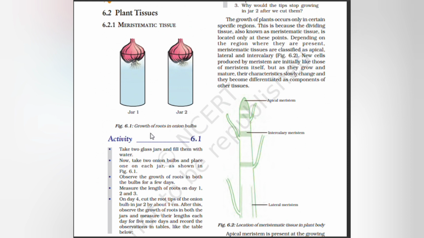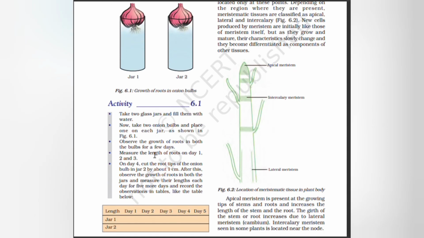Take two glass jars and fill them with water. Now take two onion bulbs and place one in each jar as shown. Observe the growth of roots in both the bulbs for a few days. Measure the length of roots on day one, two and three. On day 4, cut the root tips of the onion bulb in jar 2 by about 1 cm. After this, observe the growth of roots in each of the jars and measure their length each day for 5 or more days and record the observations in tables, like the tables below.